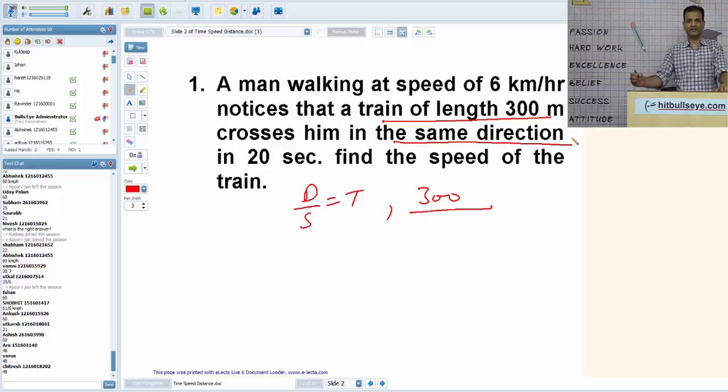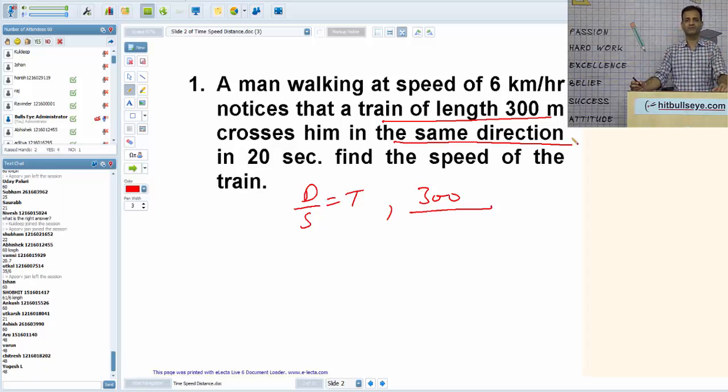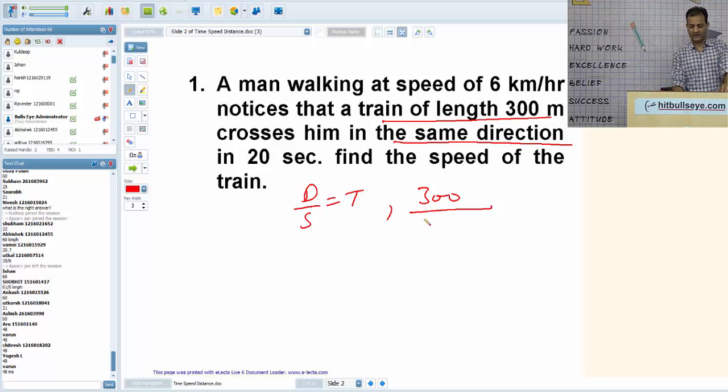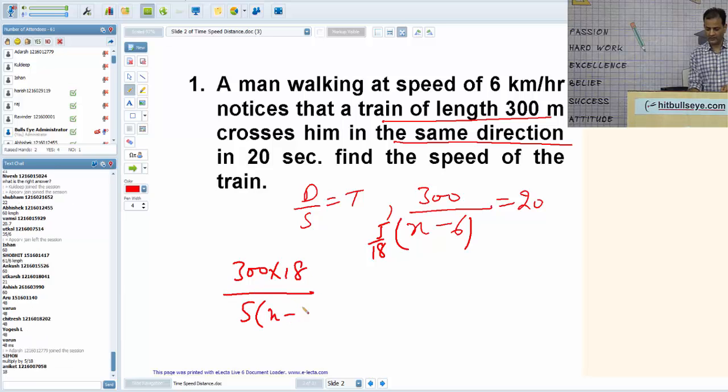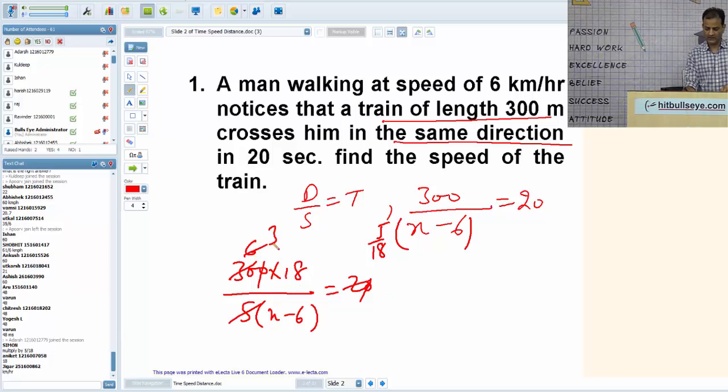When two bodies are moving in the same direction, what is the relative speed? It is the difference of both the speeds. So let the speed of the train be x, the speed of man is given 6 km per hour, and the time is 20 seconds. So here the unit is second, it is meter. So you can convert this into meter per second, multiply by 5 by 18. So in the next step it will be 300 into 18 over 5 into x minus 6 is equal to 20. Now cancel this, 54 is equal to x minus 6. So x will be, friend, 60 km per hour.